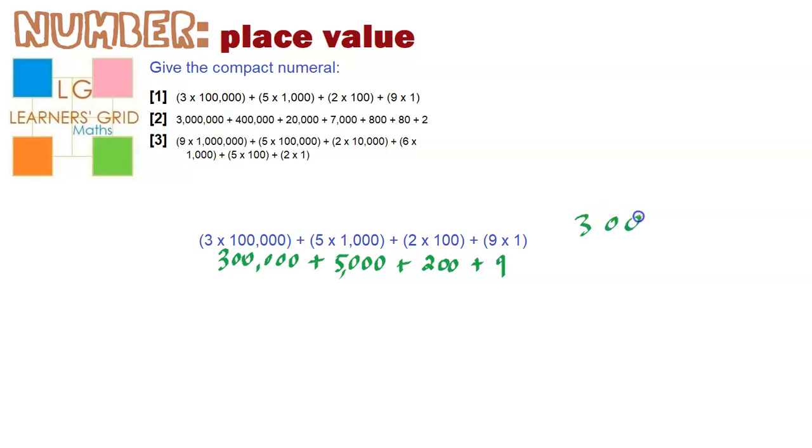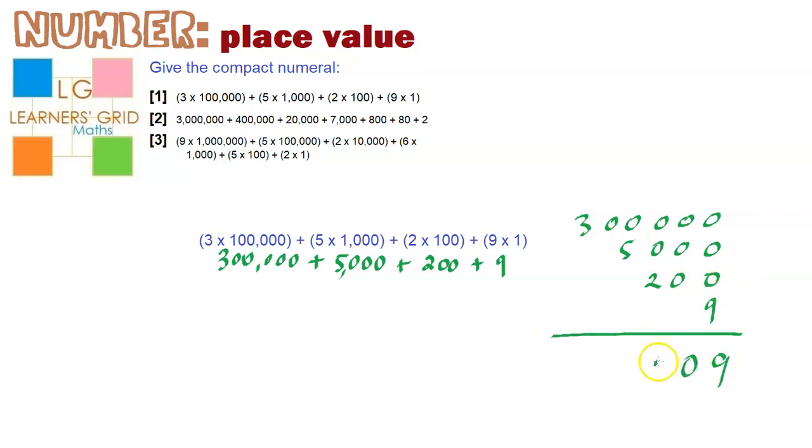So 300,000, and then 5,000, and then 200, and then 9. Add them all up. And there you have it. 305,209.